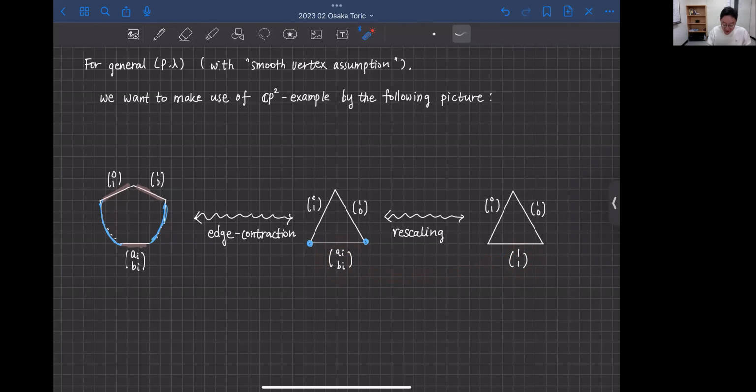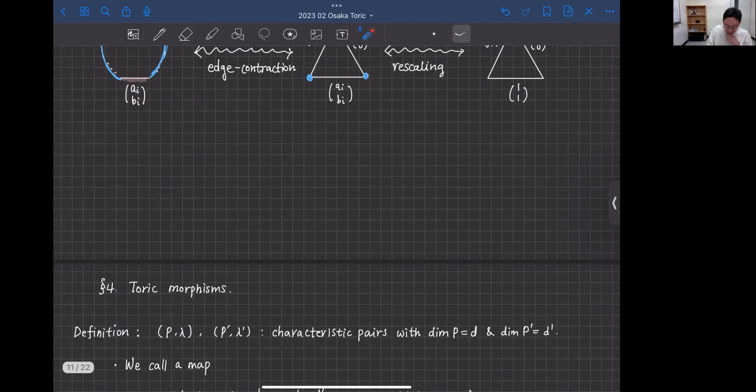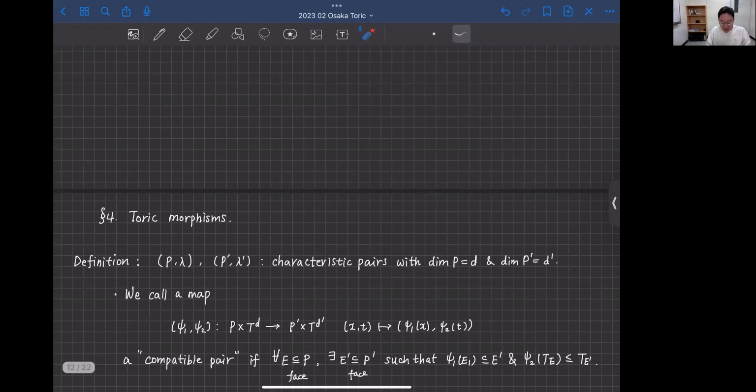There's no mathematics here, just some rule, a combinatorial rule, like edge contraction and then changing this vector into this one. But in order to use this kind of combinatorial description at the level of toric variety or cohomology, we need some proper notion of morphism at the level of toric variety or its pullback at the level of cohomology. So let me briefly explain the morphism corresponding to this combinatorial procedure.